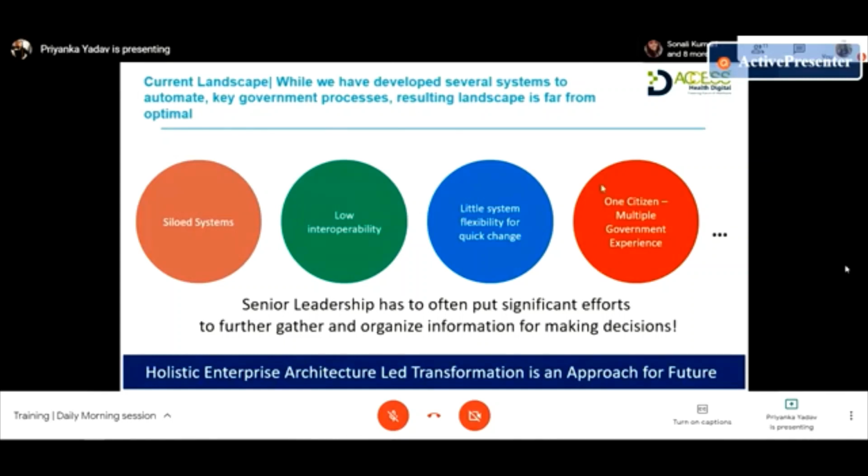And the last issue is more from the governance perspective, which is one citizen, multiple government experiences. So I am also a patient in Anmol. I am also a patient in Nikshay. I have to deal with a health worker for Nikshay. I have to again deal with another health worker for RCH. So this is how I am being guided by different people, controlled by different people.